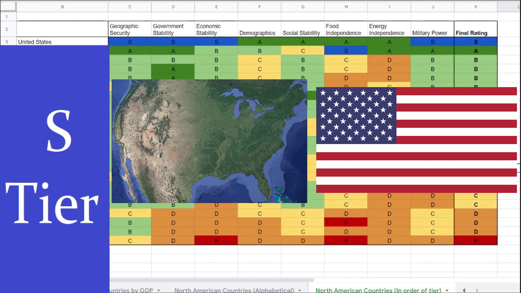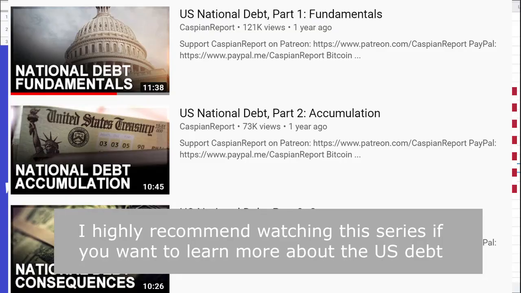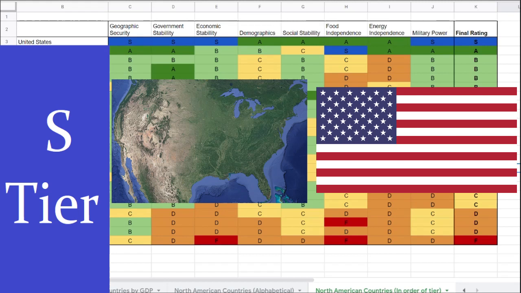It is the only truly stable market. It is pretty much immune to instability. There is something that should be clarified, because many people will say that America's economic stability can't be S tier because it has a debt to GDP ratio of close to 100%. And I do admit that this is a potential weakness of the US economy, but this issue is way overblown for many reasons. First, let me clear up some misconceptions.